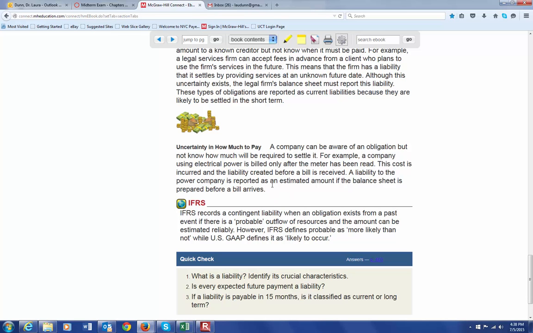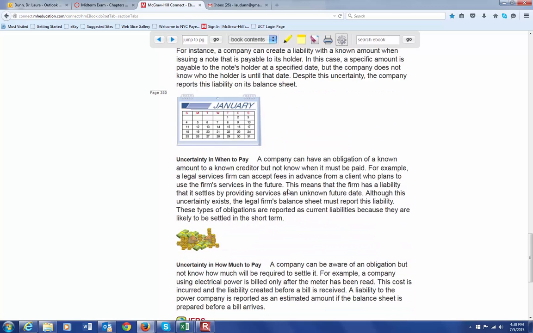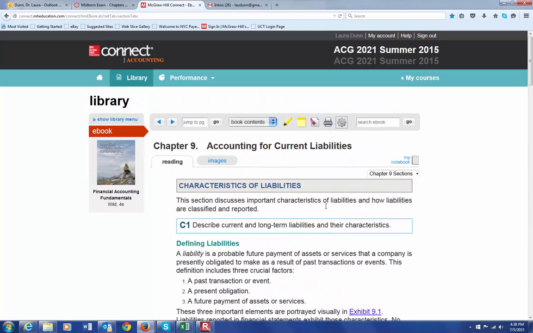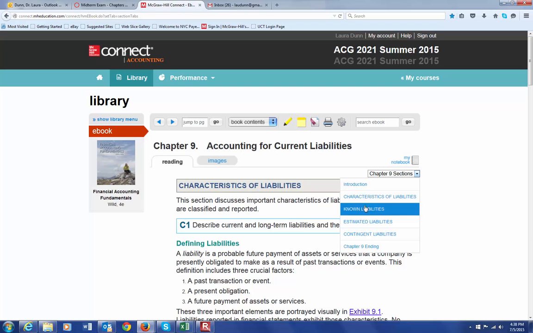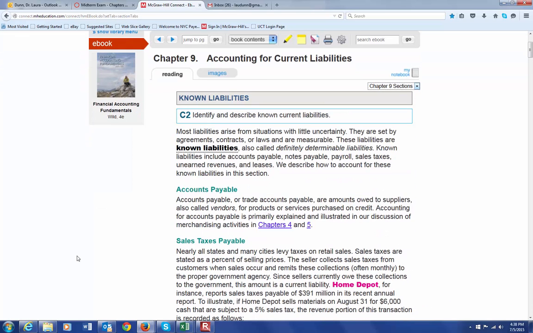So when you're getting ready to do your financial statements, you often have to estimate the amount of that liability and include it on your balance sheet. So that's kind of the definitions about liabilities. Let's go ahead and move to getting a little more specific here.